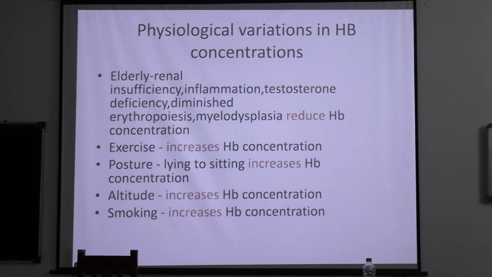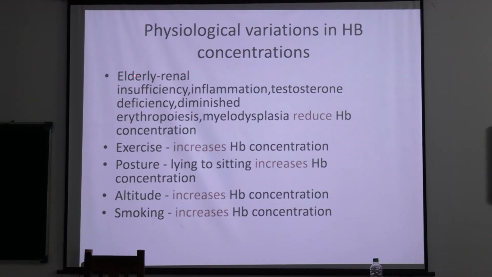What are the physiological conditions when there is variation in hemoglobin concentration? We read about the normal values. Now, these are the physiological conditions where there is variation in the hemoglobin concentration. In elderly patients, the hemoglobin will drop. In renal insufficiency, inflammation, testosterone deficiency, diminished erythropoiesis, myelodysplasia, all these things are responsible for the decreasing hemoglobin level in case of elderly.